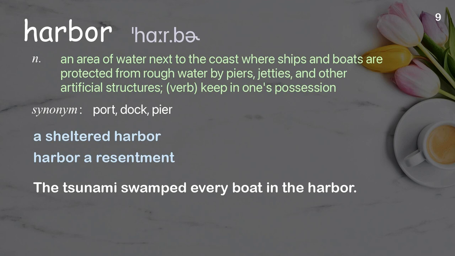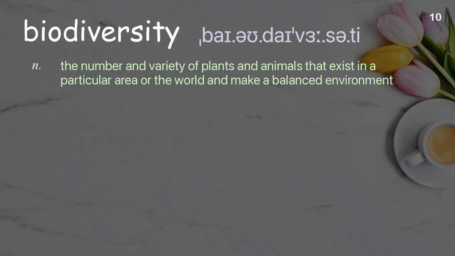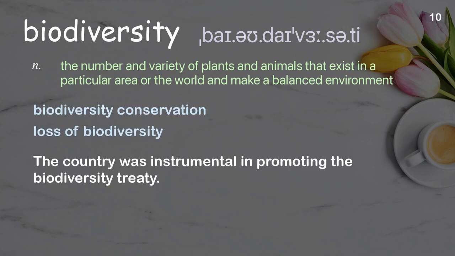Biodiversity. The number and variety of plants and animals that exist in a particular area or the world and make a balanced environment. Examples: biodiversity conservation, loss of biodiversity. The country was instrumental in promoting the biodiversity treaty.